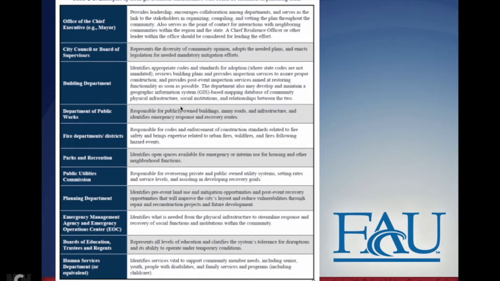So what may seem just an obvious thing, that the mayor and the city council should coordinate, doesn't always happen in the real world. I know it seems crazy and idiotic, but the real world is full of crazy and idiotic things. Here, this list shows building departments, Department of Public Works, fire departments, Parks and Recs, Public Utilities Commission, Planning Department. You would be amazed at how each of these departments, in many cities, don't coordinate or even talk to one another. And when it comes time to recover from a disaster, they need to talk to one another.